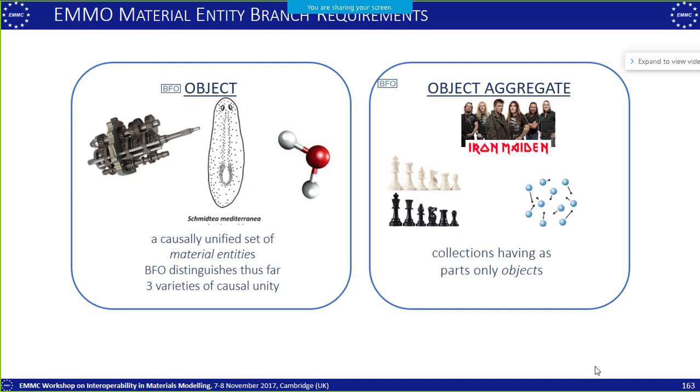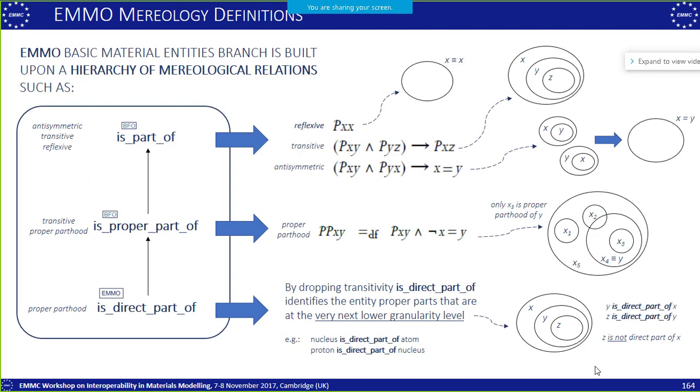They distinguish 3 kinds of causal unity. Causal unity through engineered assembly, causal unity through internal physical forces, as in the case of a molecule, and causal unity through a physical covering. And this is actually BFO also. BFO distinguishes these 3 kinds of objects.